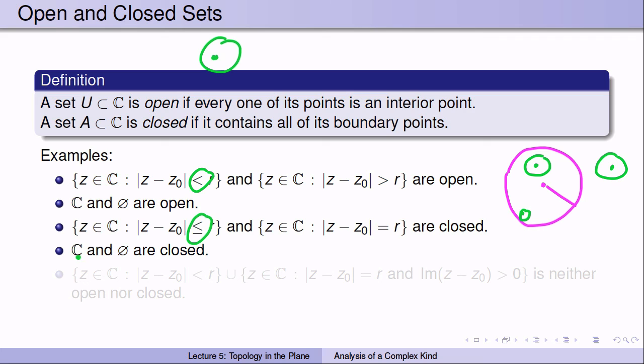The plane itself is also closed. It doesn't really have any boundary points, and because it doesn't have any boundary points, you could say it contains them all. Again, that's a mathematical technicality. The empty set is also closed because it contains all of its boundary points. It doesn't have any points, so it doesn't have any boundary points, so it contains them all. Again, we're being a little nitpicky, but technically the whole plane and the empty set are closed. So those are sets that are both open and closed.